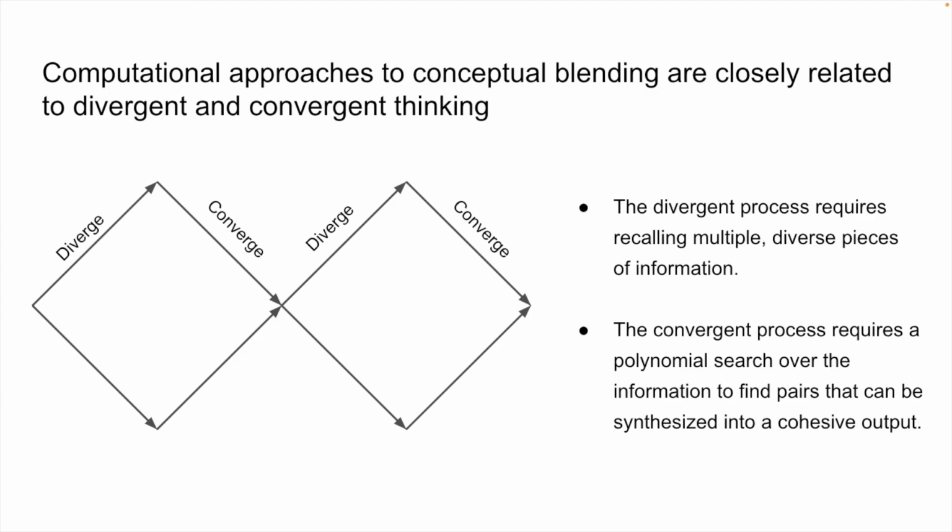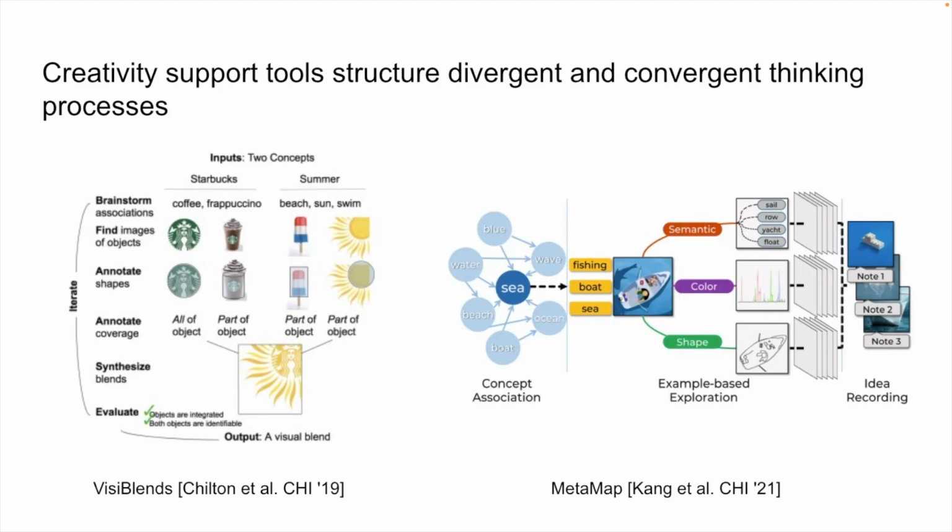These two steps, expansion and search, are difficult tasks to be done by human alone or to be fully automated. The divergent process requires recalling multiple diverse pieces of information, while the convergent process requires a polynomial search over the information to find pairs that can be synthesized into a cohesive output. Many creativity support tools structure the divergent and convergent thinking processes and combine the intelligence of human and machines.